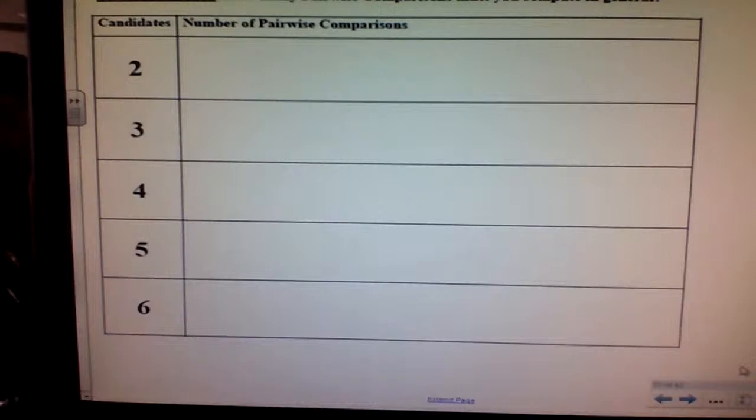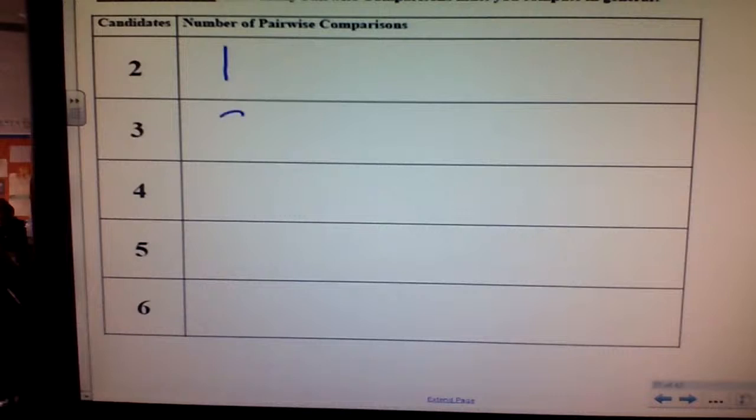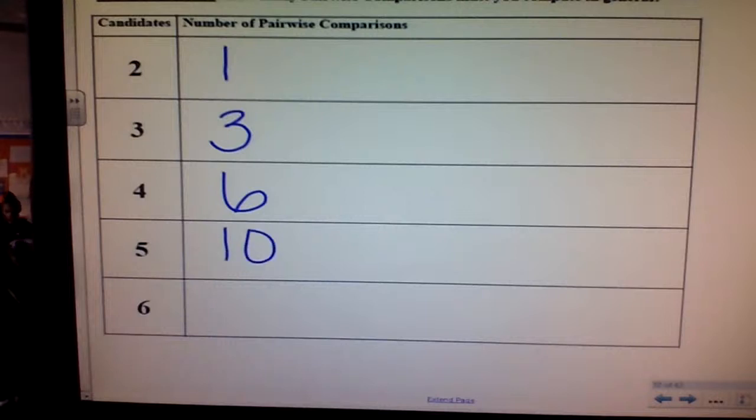Okay. How many pairwise comparisons must you compute in general? So, think about it. If I've got 2 candidates, how many matchups do I have? 1. We already did 3 candidates, and we had 3. When I had 4 candidates here, I had 6. When you have 5, you have 10. And when you have 6, you have 15.